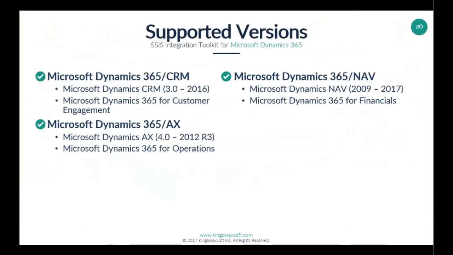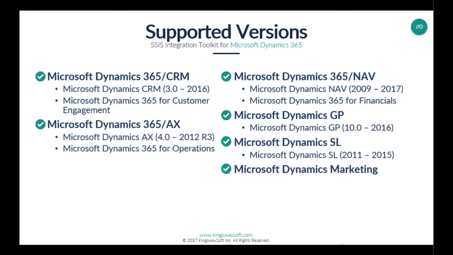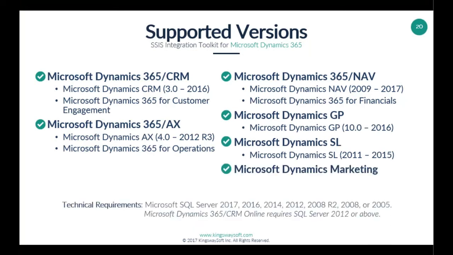Our 365 solution does support all versions of 365 as well as the legacy versions of CRM, AX, and NAV. So this is everything for CRM from 3.0 to 2016 as well as online. For AX, we have 4.0 to 2012 R3 as well as operations and finance. For NAV, we support 2009 to 2017 as well as the business edition of 365. On the GP side, we have 10.0 to 2016. For SL, we have 2011 to 2015. And for Dynamics, we also support Dynamics Marketing.